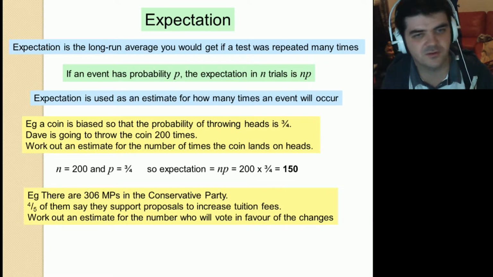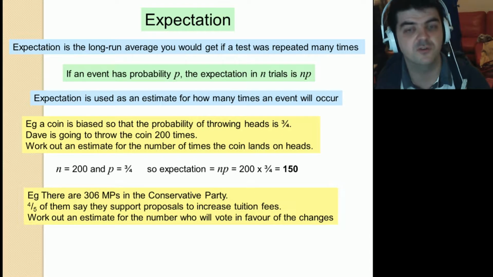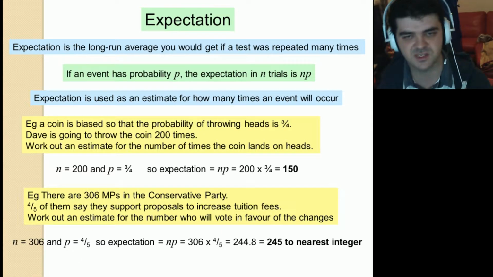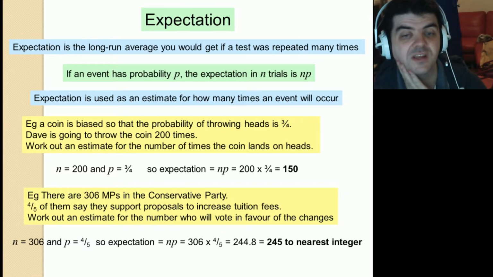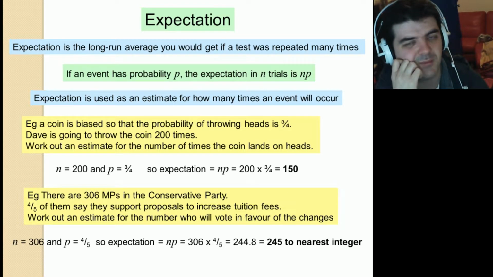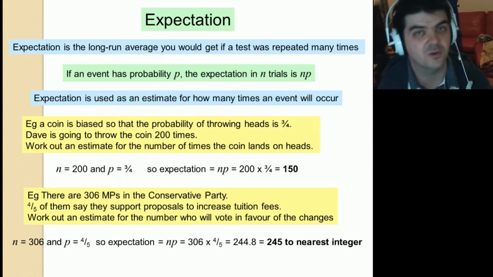Another example: there are 306 MPs in the Conservative party. 4/5 of them say they support proposals to increase tuition fees. Work out an estimate for the number who will vote in favour of the charges. You do 4/5 times 306, which is 244.8. Now, as we noticed in the exam beforehand, that's not a number of people. We need to round that in some way. So that's 245 people to the nearest whole number.